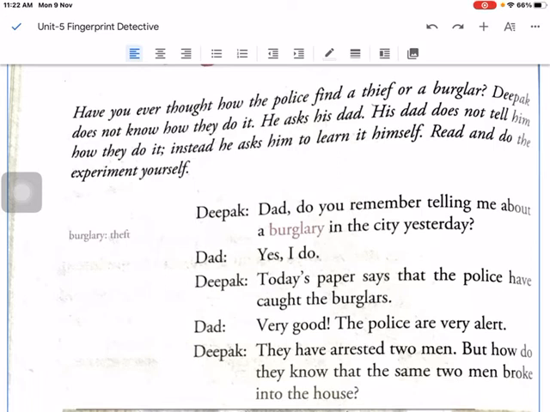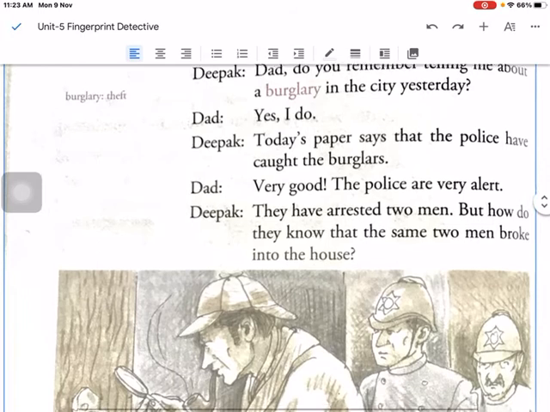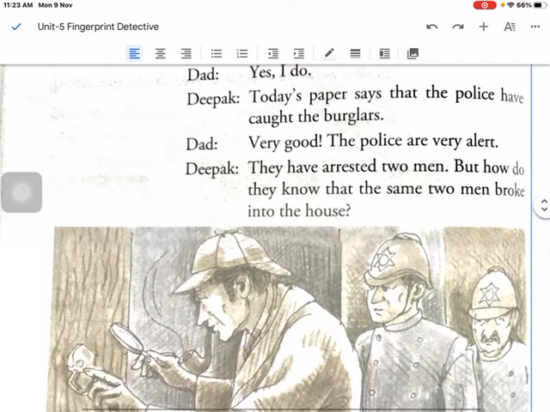Deepak: Today's paper says that the police have caught the burglars. Okay, yesterday Deepak's father told him about the burglary in the city, and today Deepak read the newspaper, and he knew that the police have caught the burglars. And there is a big question in Deepak's mind: how did the police catch those burglars? Dad: Very good. The police are very alert.